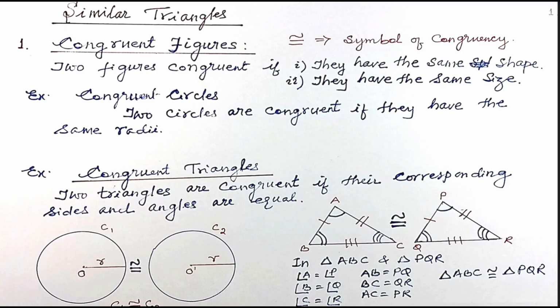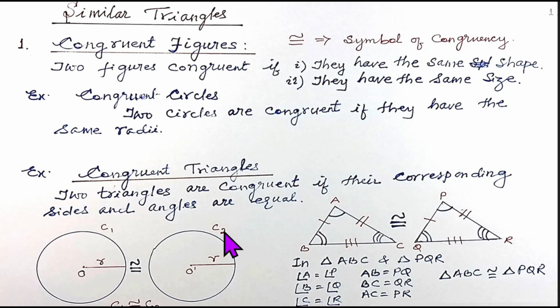Now, two figures are congruent if they have the same shape and the same size. The symbol of congruency is a small wave with two parallel lines. Let us take a few examples here. Congruent circles: two circles are congruent if they have the same radii.